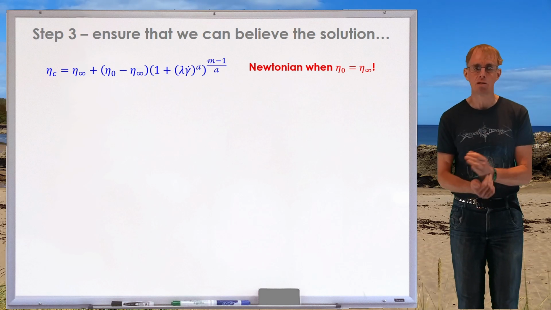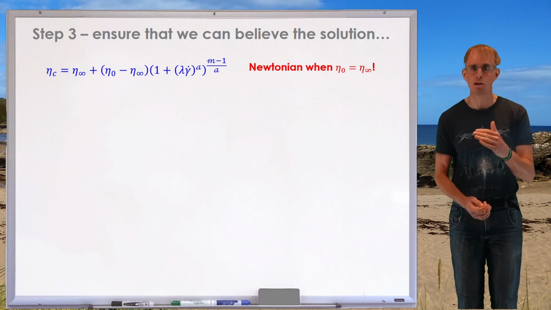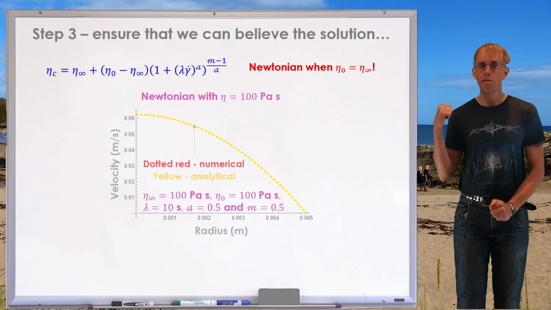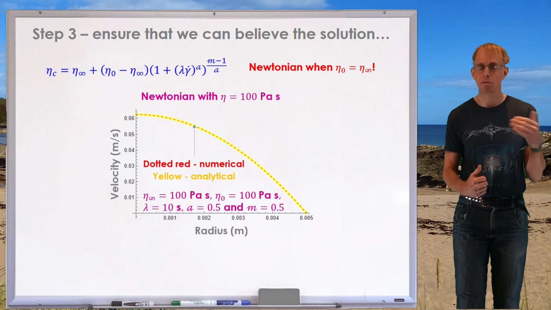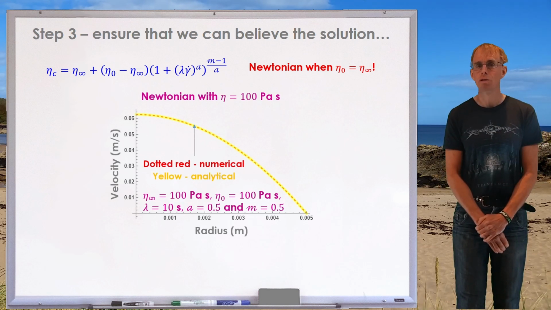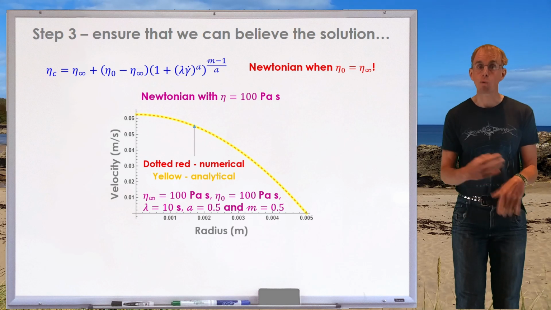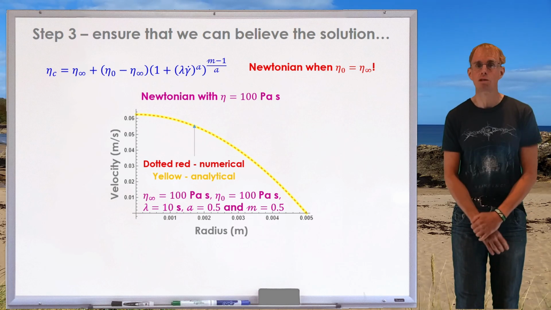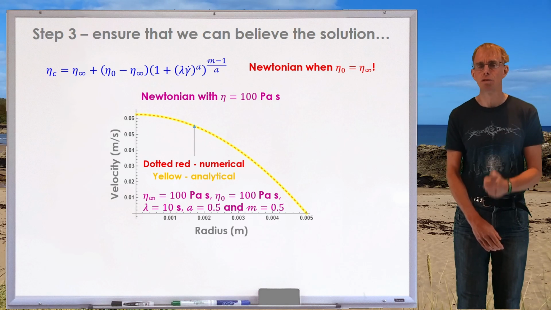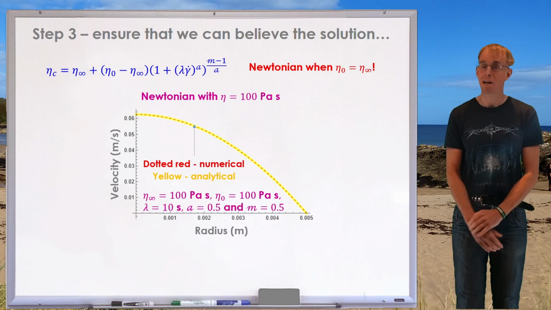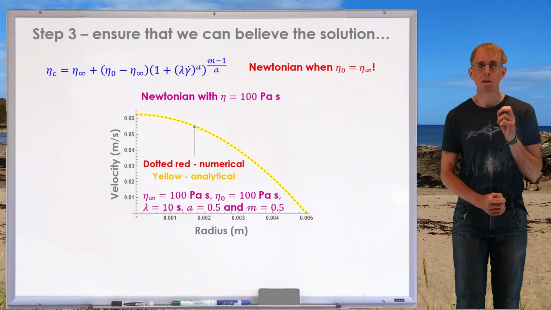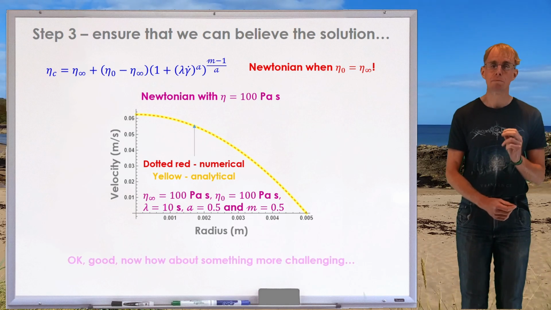What we're testing to start with is whether we've just got the correct structure of the problem. So let's do that to start with. That graph there is velocity as a function of radius. The dotted red line is the numerical solution we've achieved from Mathematica, solving the differential equations that I've discussed. The yellow line is the analytical solution for a Newtonian fluid flow in a pipe, and they correspond. That's great. Okay, good. So our first step of testing is quite promising.